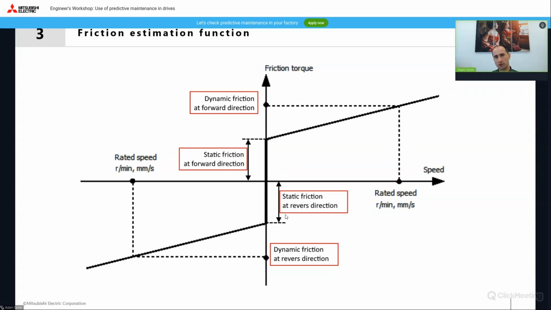In the case of the dynamic friction, it is exactly the torque that is needed to overcome the friction at the rated speed of the motor. So it will be once again in the percentage of the nominal motor torque. And the static friction is the friction that is necessary to start making the axis move. It's maybe not exactly the static friction that we know from physics, but it has some relation to the operation of the axis that we can use in other functions later on.